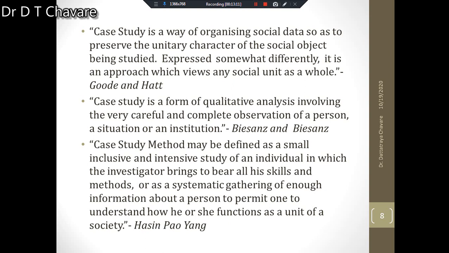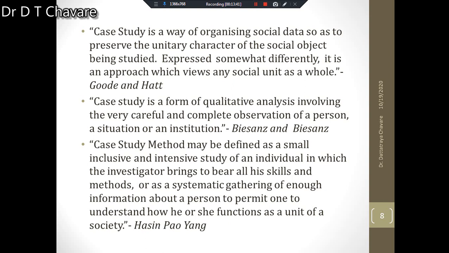Then another definition is also given here. Case study is a form of qualitative analysis involving the very careful and complete observation of a person, a situation, or an institution. This definition is also given by Bynes and Bynes.